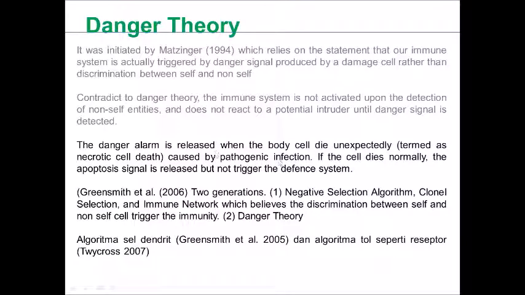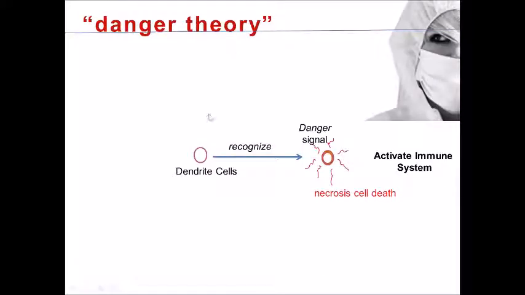This is how the danger theory functions. It relies on the dendritic cell. Dendritic cells have their own lifetime, a span limit, for example 3 months or 1 year, and then they die.